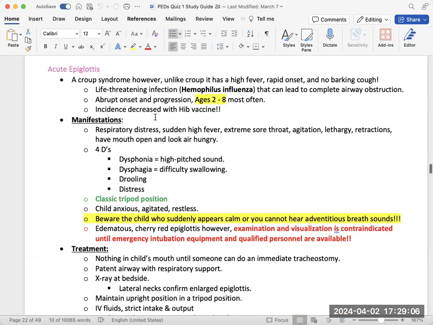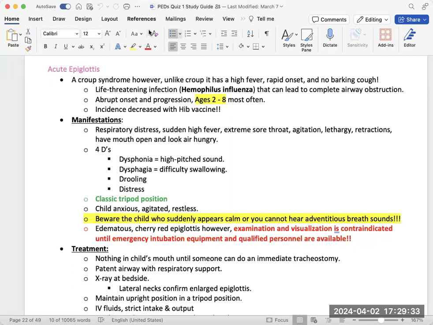Okay. So another thing is acute epiglottitis. It is like a croup syndrome. However, unlike croup, because croup and acute epiglottitis can almost mimic a lot of the symptoms, they can be very similar and it could be confusing. But the difference between this and croup is that acute epiglottitis has a high fever. It has a rapid onset and there's no barking cough.